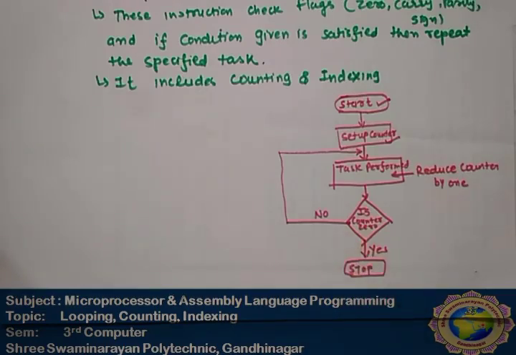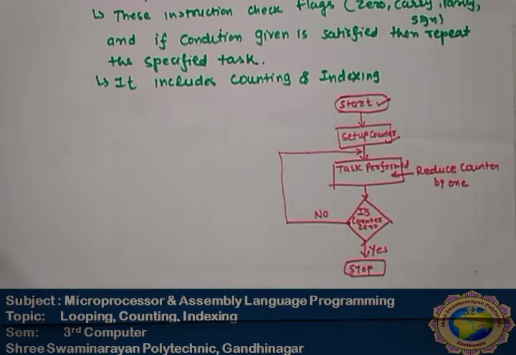There will be two possibilities, either it is yes or no. If it is no, then the main task is again performed. And if it is yes, then it exits from the loop and performs the stop. So this is known as looping, counting and indexing in the microprocessor.